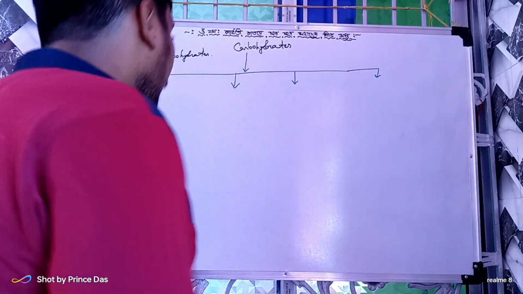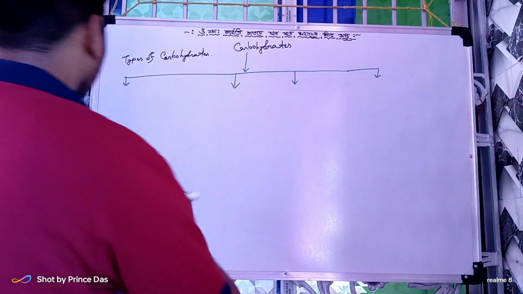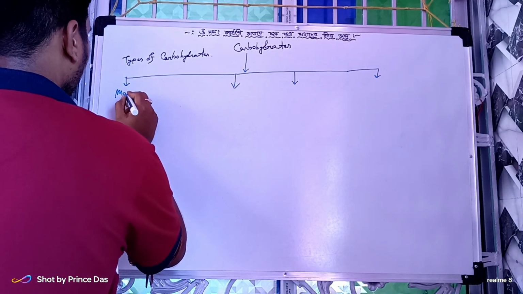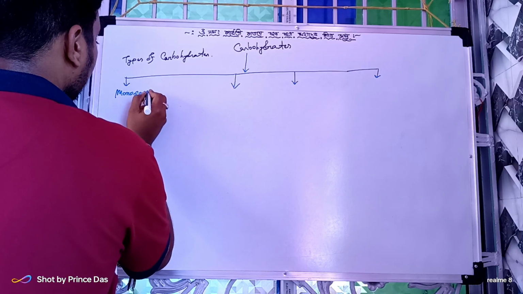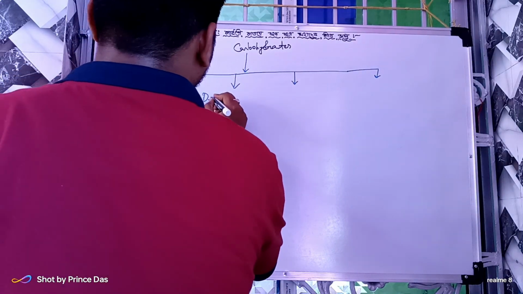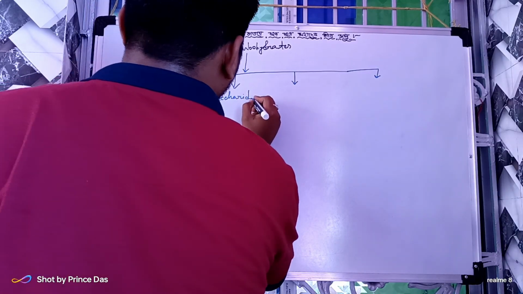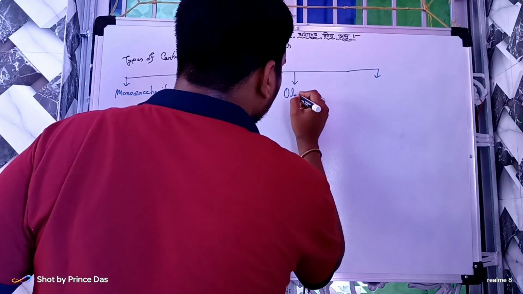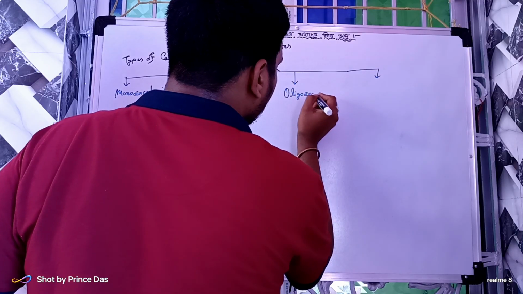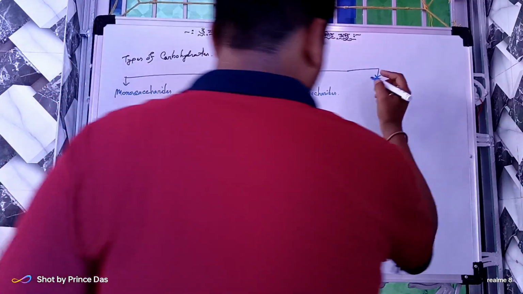So types of carbohydrates. Four types of carbohydrates are there: monosaccharide, disaccharide, oligosaccharide, and polysaccharide.